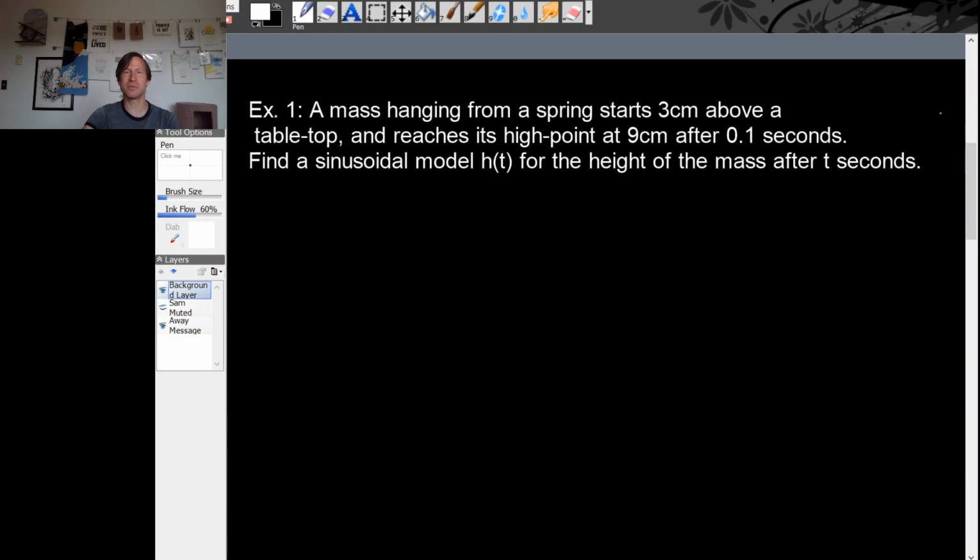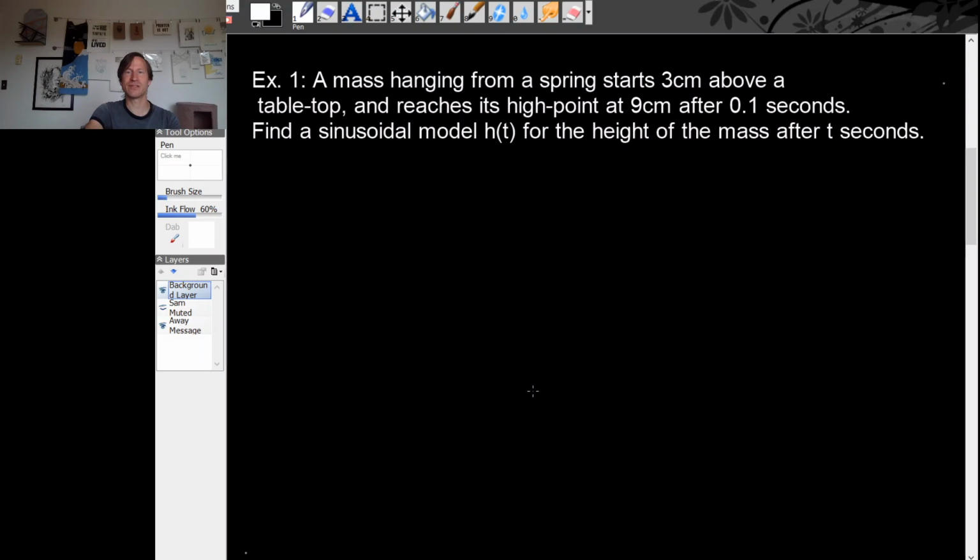So here's our first example. Let's say we have a mass hanging from a spring that starts 3 centimeters above the tabletop, and it reaches its high point at 9 centimeters above the tabletop after 1/10 of a second. So let's find a sinusoidal model h of t for the height of the mass after t seconds.